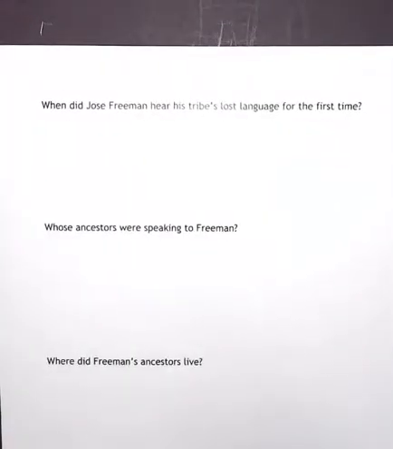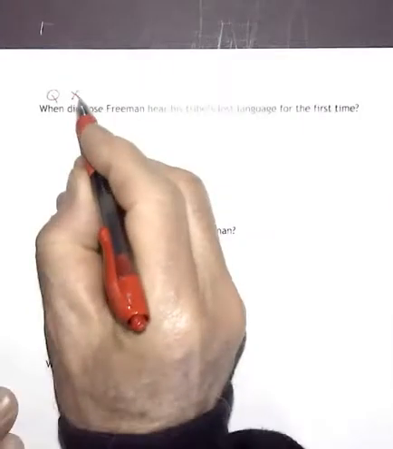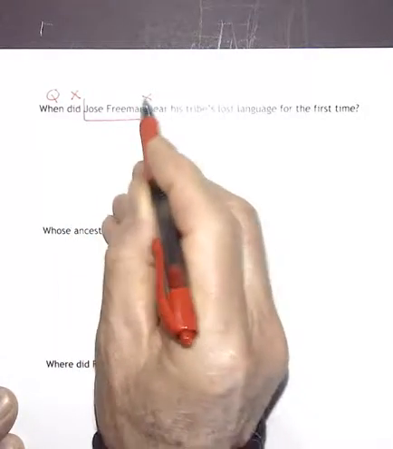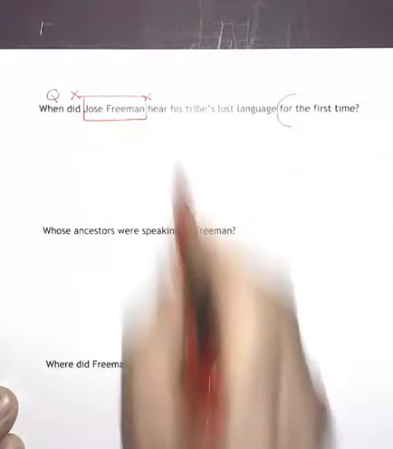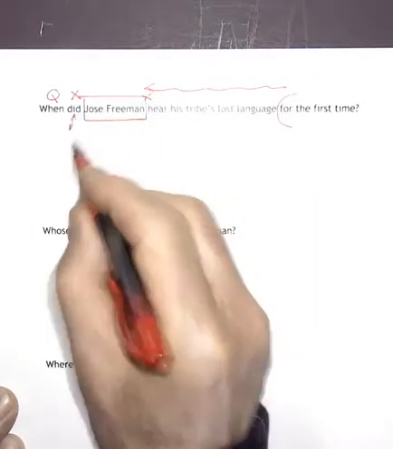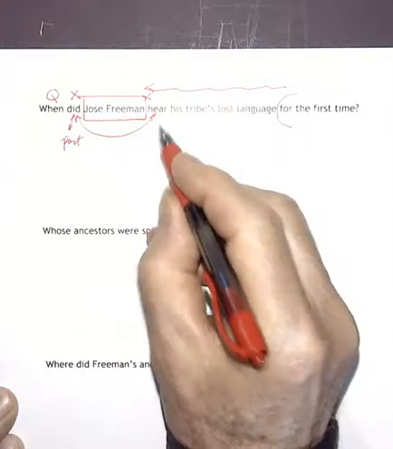Now, when did Jose Freeman hear his tribe's lost language for the first time? Analyze this question. What place does the question word when express, and where is the trace? When is the question word, and did is the X word. Jose Freeman did hear. Jose Freeman is the subject. Oh, I forgot the shifter, for the first time. Predicate. And did ties with the past. Did ties with hear. That's the base form.